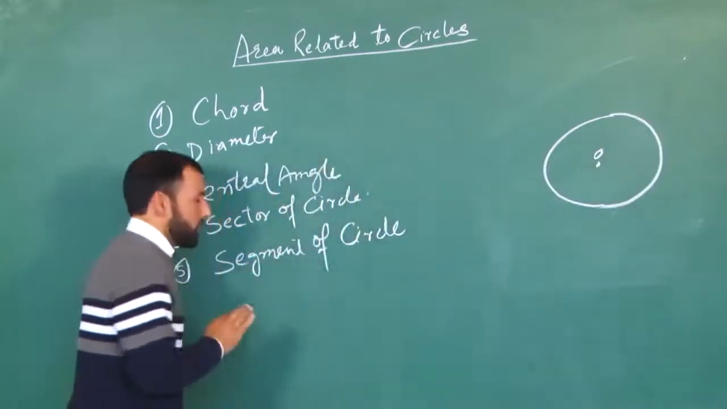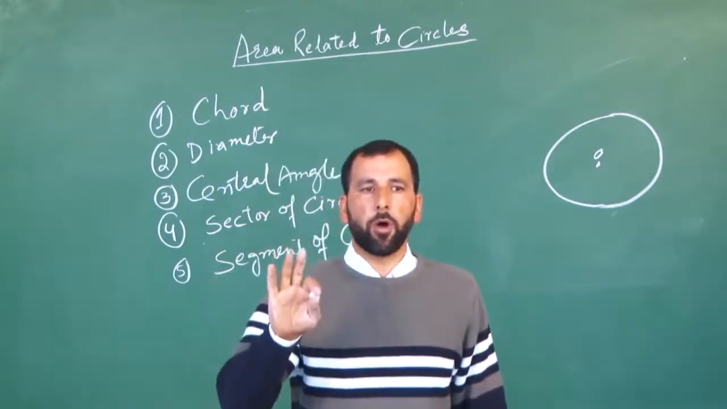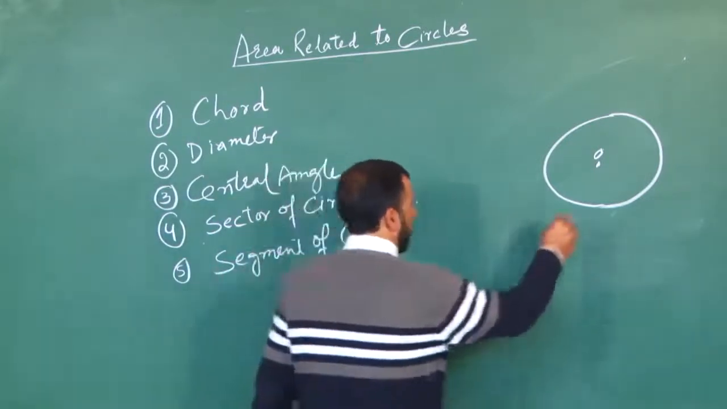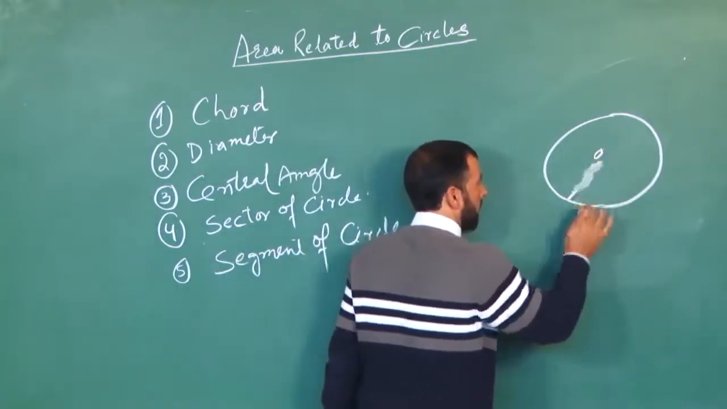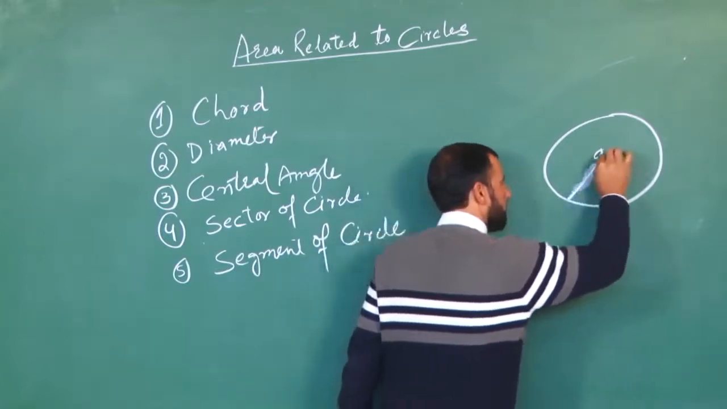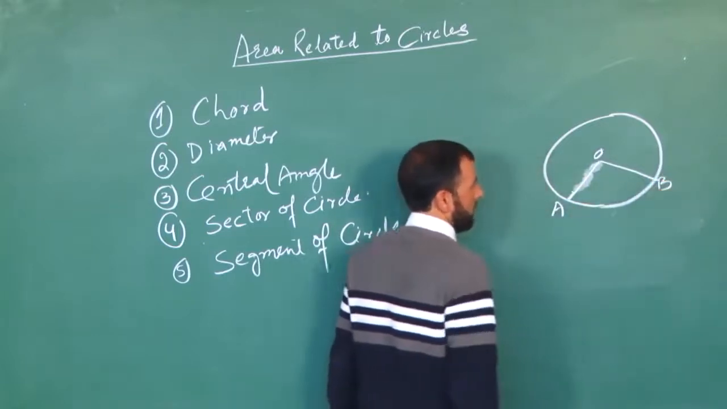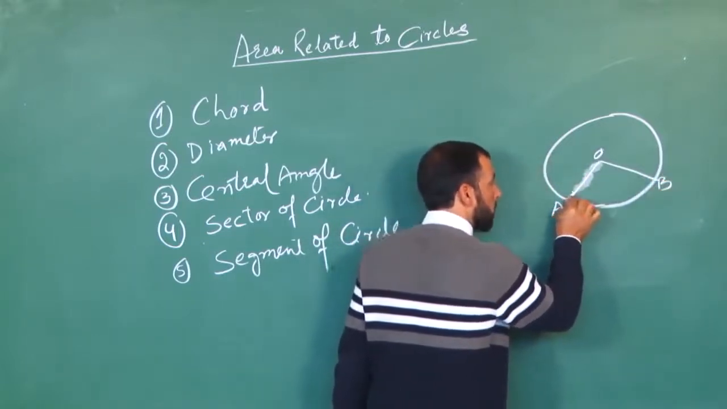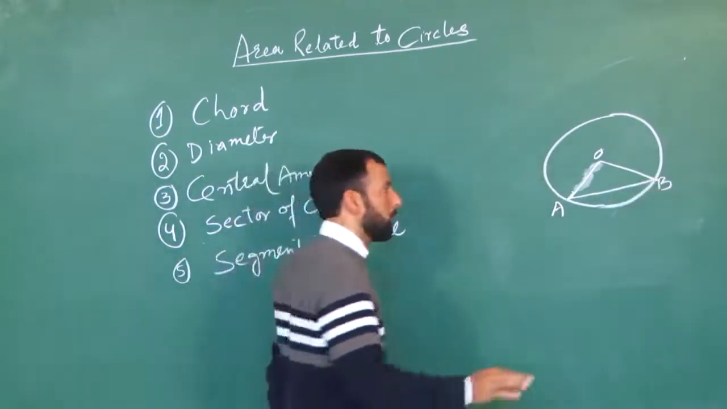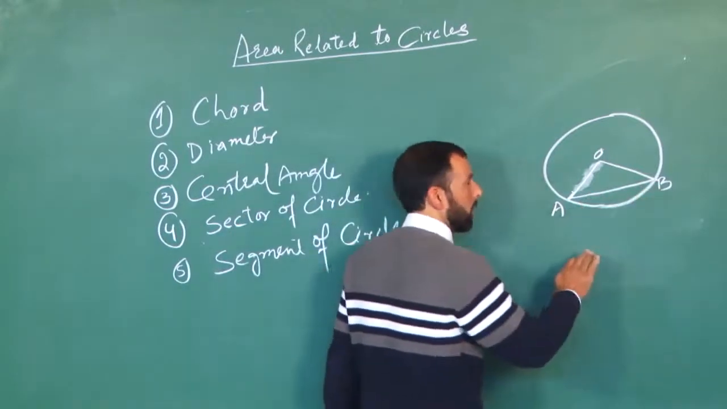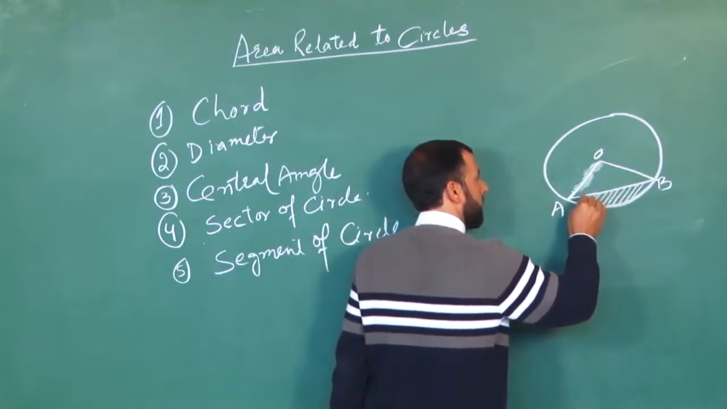To define a segment, it is a region between a chord and the corresponding arc of a circle. Like we draw two radii of this circle, this one is the radius OA and another radius is OB. For the chord we draw a line segment AB. The region between chord AB and the corresponding arc of a circle, this shaded part, is known as a segment of a circle.